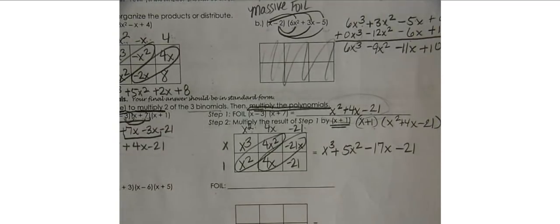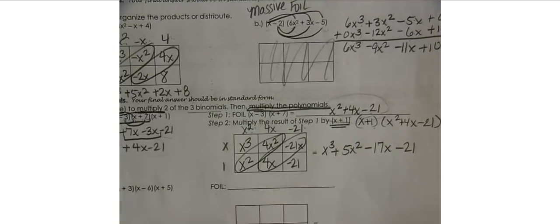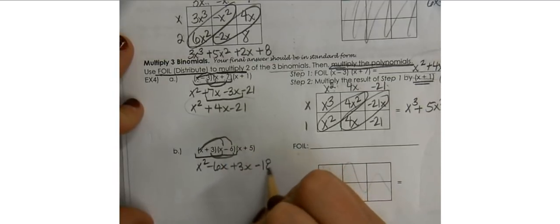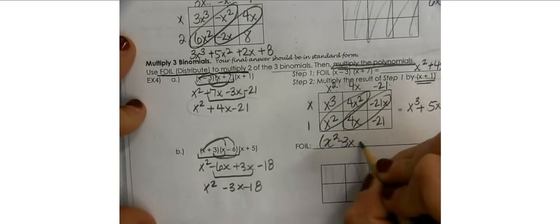You could FOIL using the first 2 terms, and then come up with a product and then multiply it by the last term. So what I'm going to show you now is the massive FOIL. I'm not going to use the box. The first thing I'm going to do is multiply the first 2 parentheses together, and I'm going to come up with an answer. So I'm going to have x squared minus 6x plus 3x minus 18, and I'm going to combine my like terms, and I end up with x squared minus 3x minus 18. So that's my first product, x squared minus 3x minus 18.